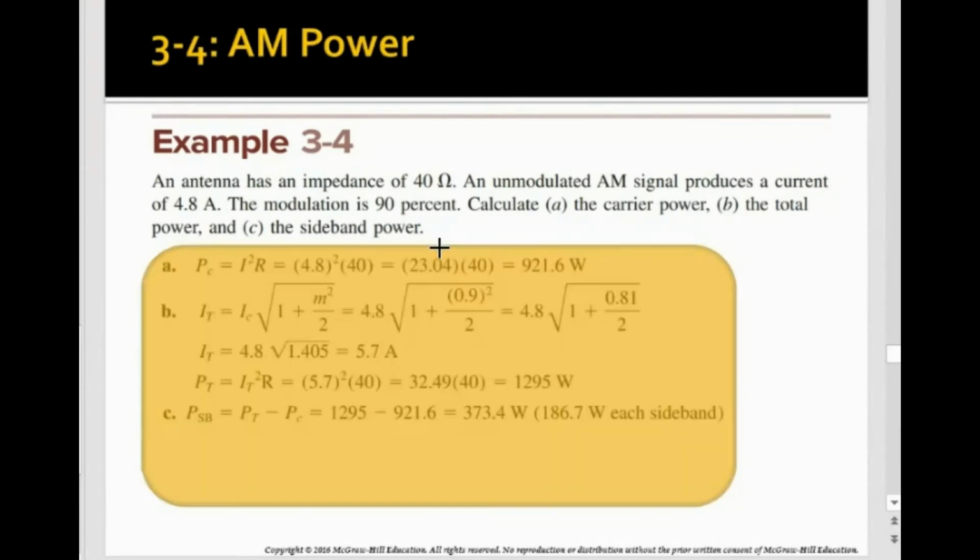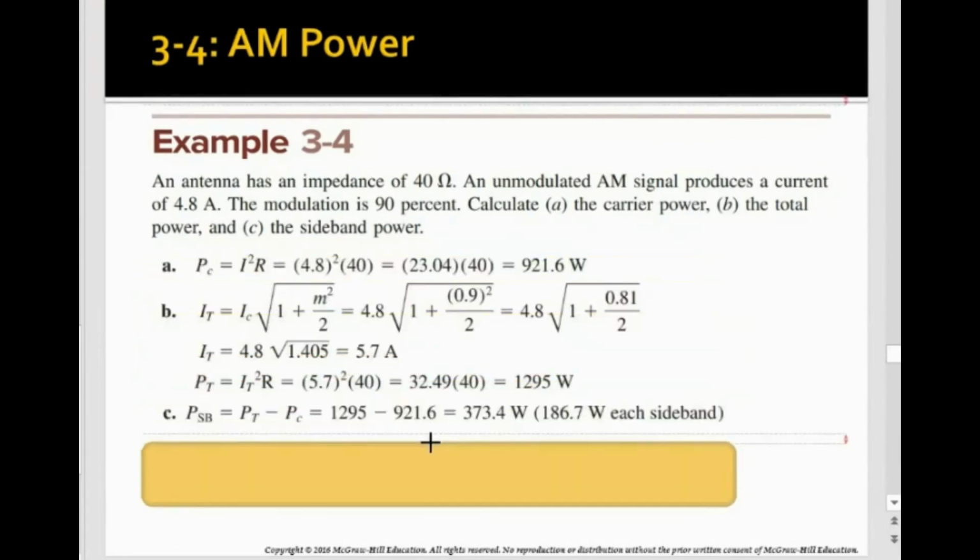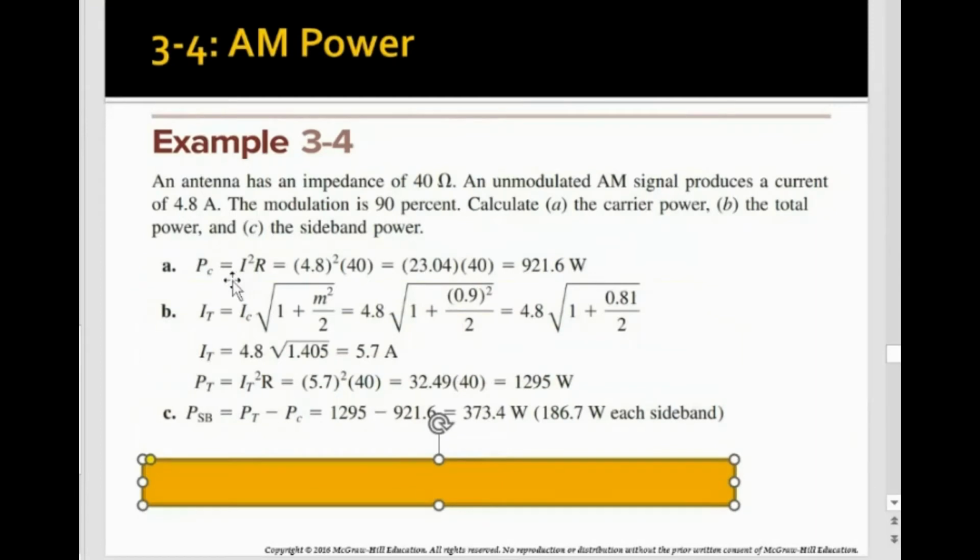Okay, let's see how we can answer this question. So for part A, to find the carrier power, we use P equals I squared R. We have the current of the unmodulated carrier, which is 4.8 ampere. We have the antenna impedance, which is 40 ohm. So 4.8 squared times 40, we have 921.6 watts.